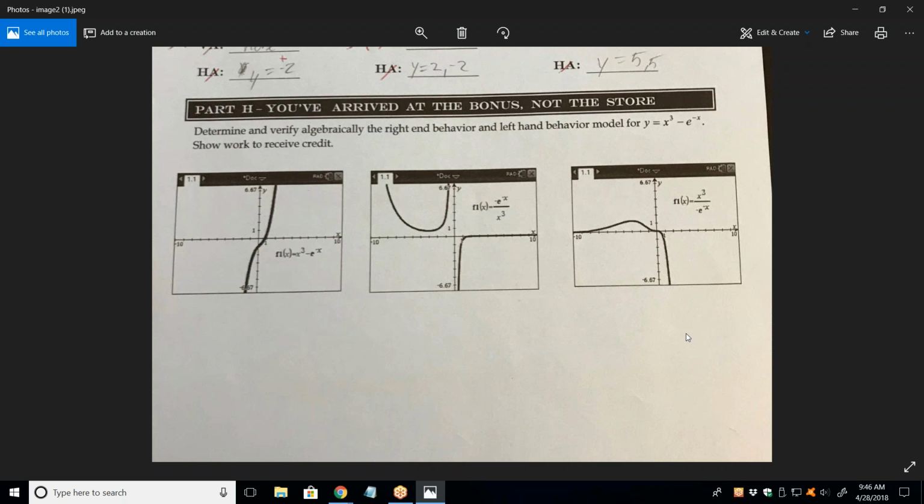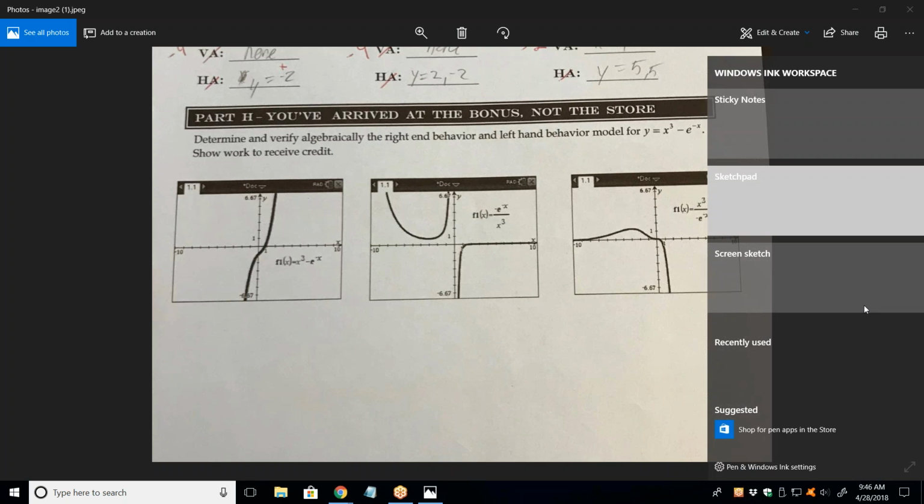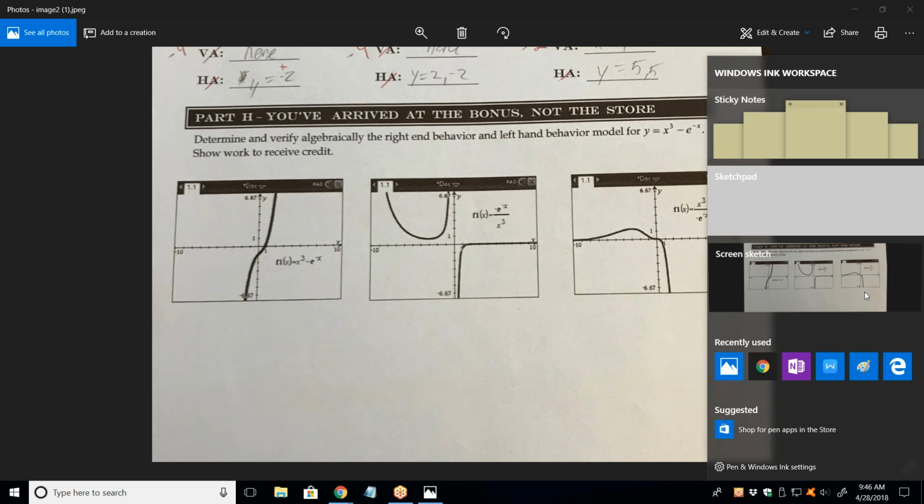So, what are we looking at down there? F of 1? It looks like a 1 next to the F. Yeah, it's F1 because of the way the calculator graphs it, the first graph. Okay. So for the first graph, determine and verify algebraically the right-hand end behavior. Right-hand end behavior comes from x going to positive infinity. Left-hand end behavior is as x goes to negative infinity.